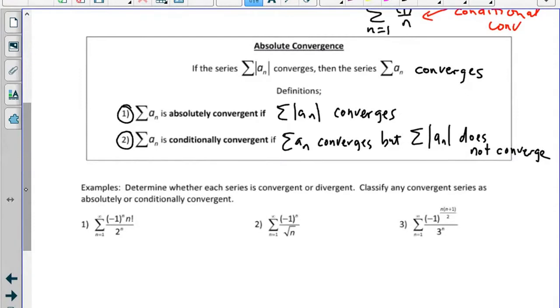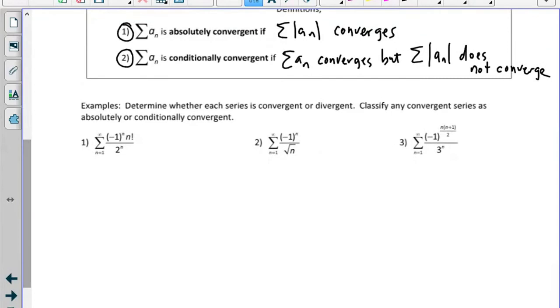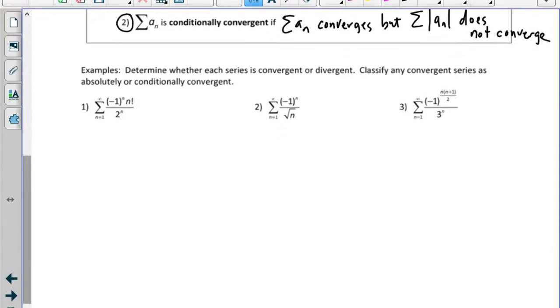So let's take a look at some examples. Number 1, the sum from n equals 1 to infinity of (-1)^n times n factorial over 2^n. First of all, we need to remember what n factorial is. That's n times n minus 1 times n minus 2 times all the way down to 1. So 8 factorial would be 8 times 7 times 6 times 5 times 4 times 3 times 2 times 1. In case you forgot, that's what it is.